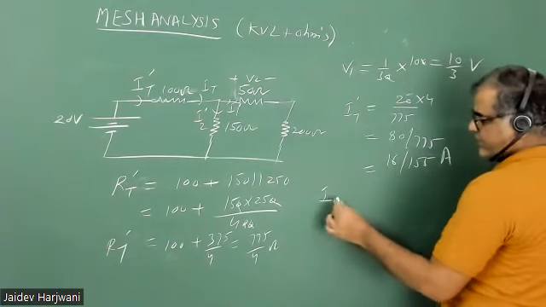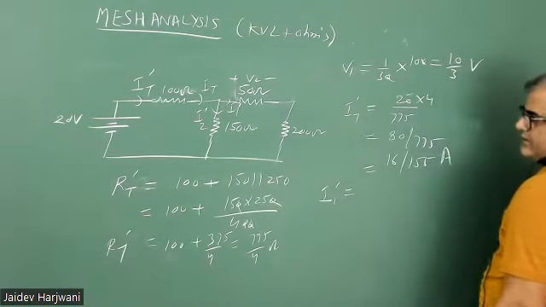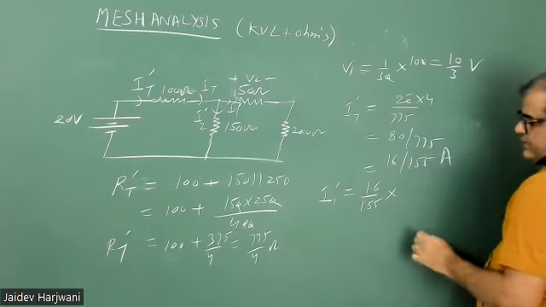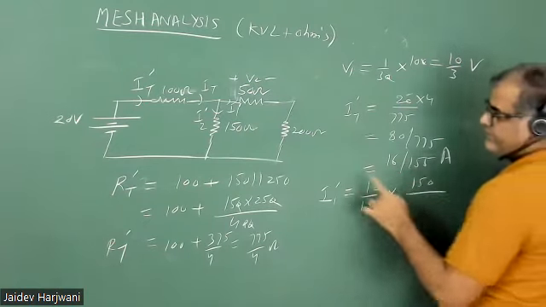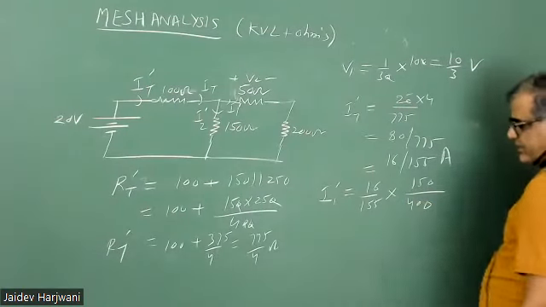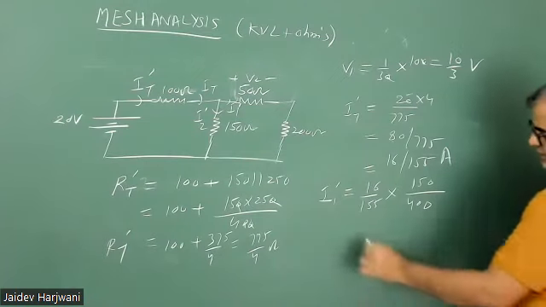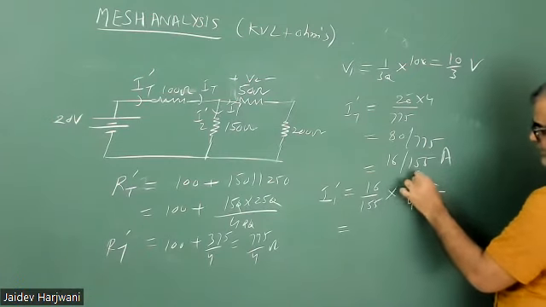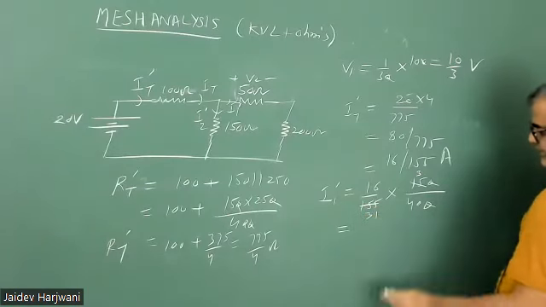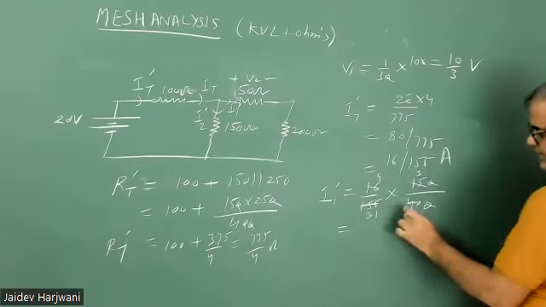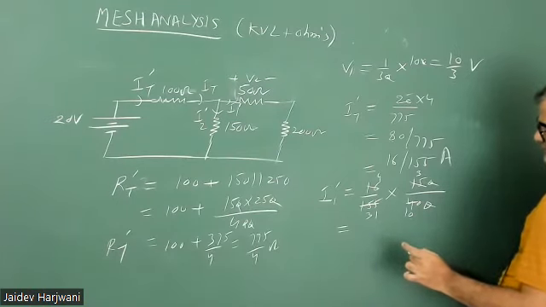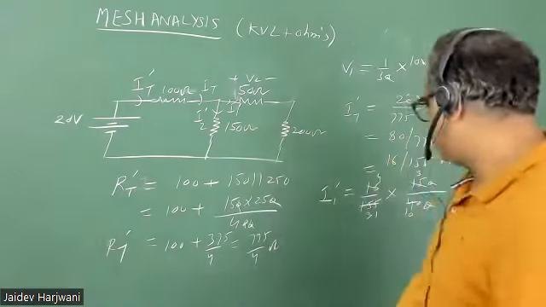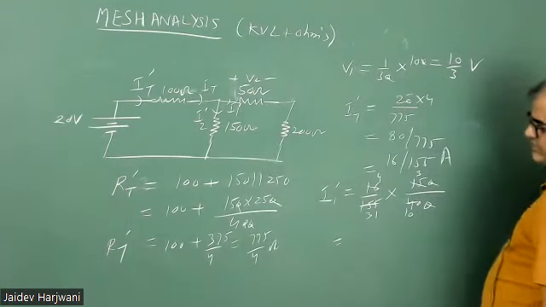Now once you have the total current, you can write I1 dash. I1 dash is again the resistance opposite. The total current is this one, 16 upon 155, the opposite resistance 150, total resistance 400. Now we can solve this one to see how much current is coming. So the zeros cancel, 5 and 5, 3, 31, 4 and 10. So how much is coming? Just check it. What is the current value? 12 by 310.